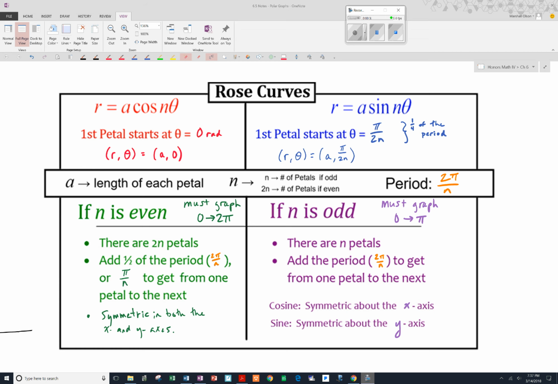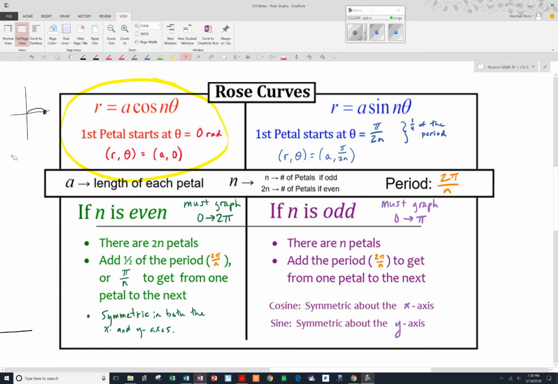Okay, so what I want to show you first is how I have this broken down. Obviously, we're talking about cosine here, sine here. Let's focus on the cosine one first. Remember, when we graphed the cosine graph, the first petal started out at the maximum, and then we came back in towards the pole, just like a cosine graph starts at the maximum and comes back in towards the r value of 0, or the y value of 0 in that case. So this says the first petal starts at theta equals 0.